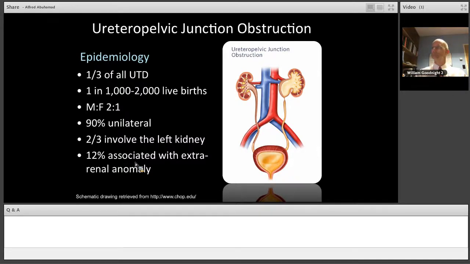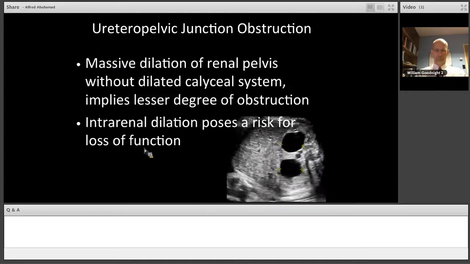So let me focus on uteropelvic junction obstruction. It's the most common thing you will see. There's a male to female ratio of 2 to 1. Most of them are unilateral, and most involve the left kidney, probably related to the drainage of the left kidney, because of the vessels that exist on the left kidney versus the right kidney. And there's a small association with extrarenal anomalies, so you've got to look into that.